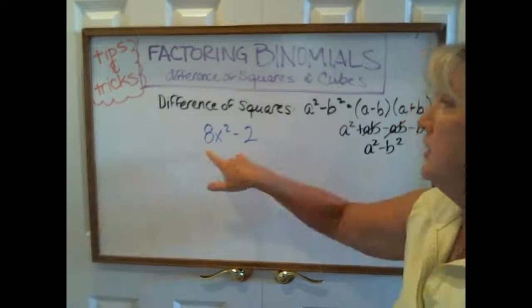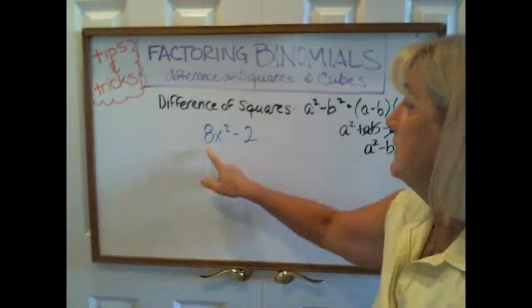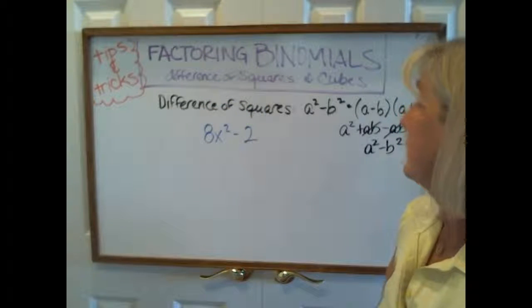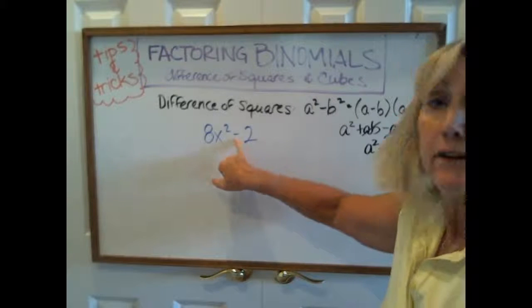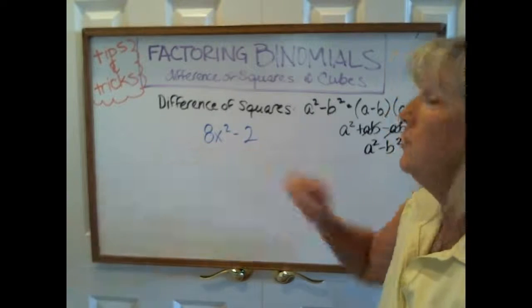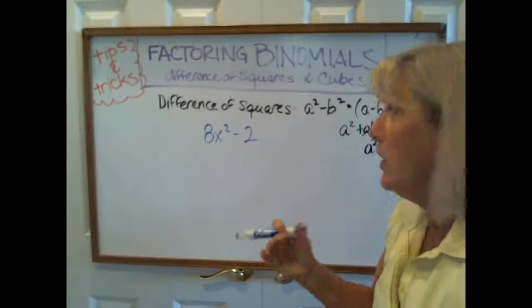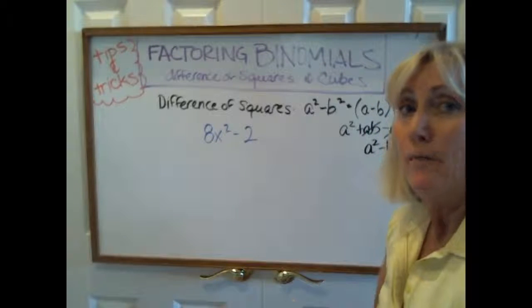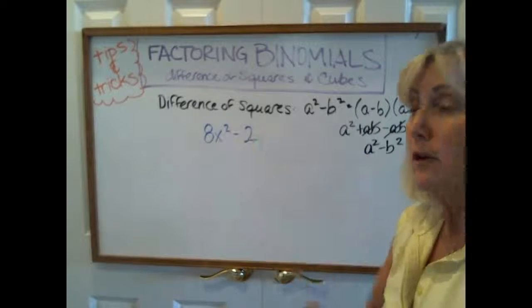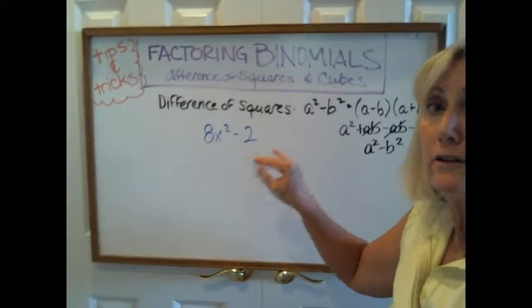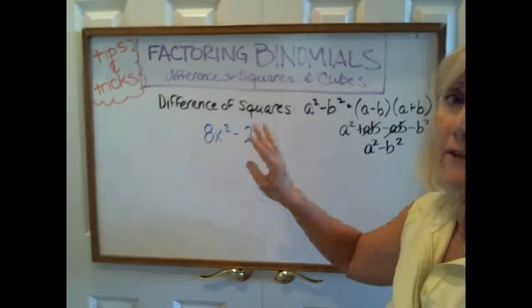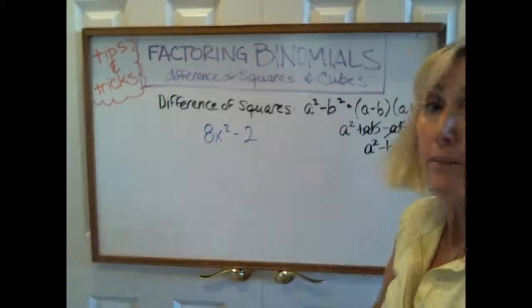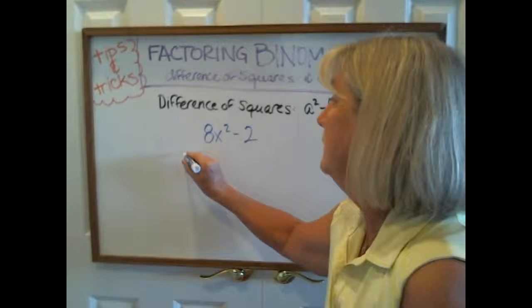All right, so here's my second example. So this is two terms which could be factored as difference of squares and cubes. Now this is a difference, so that helps, but are these two perfect squares? And no, 8 is not a perfect square and 2 is not a perfect square. But remember, one of my tips and tricks from the earlier videos is that you always want to look for the greatest common factor to factor out first. So I'm going to notice these are both even numbers, so I can factor out a 2.